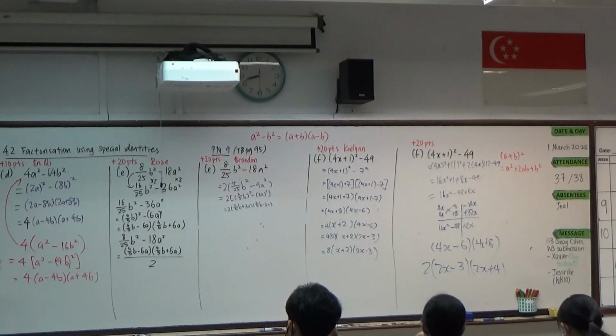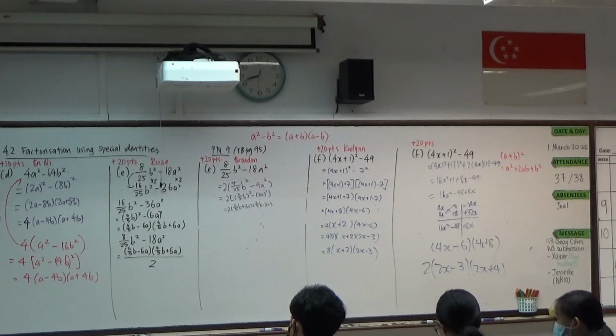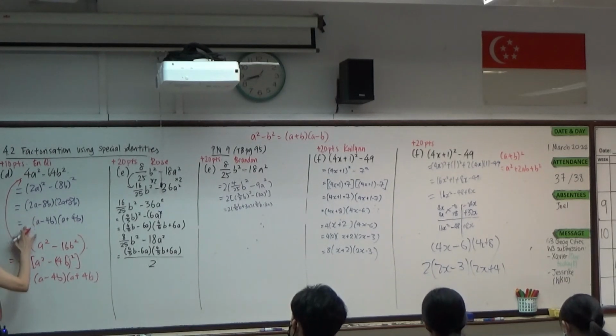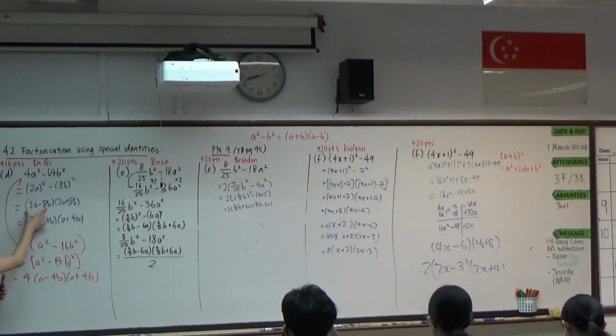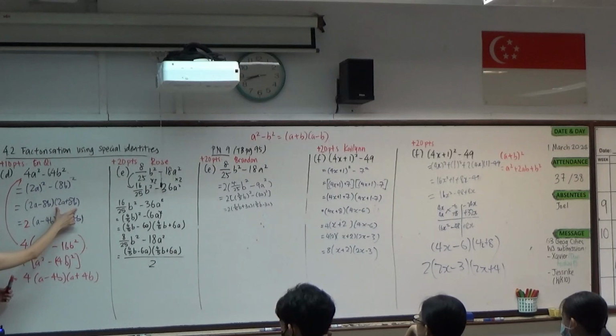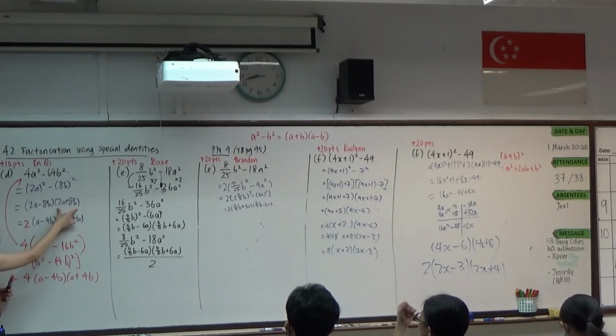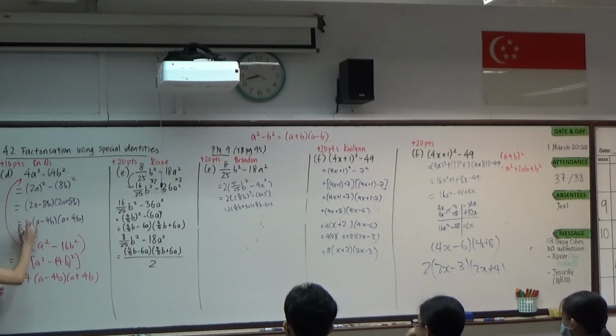Now, if you had done the same way as what she did, she actually initially took out a 2 instead of a 4, and that's not correct. Because 2 is being taken out from this first set of brackets, and another 2 is also taken out from this set of brackets. So actually it's 2 times 2, and that will actually be 4. Therefore the answer should be 4 times (a minus 4b)(a plus 4b).